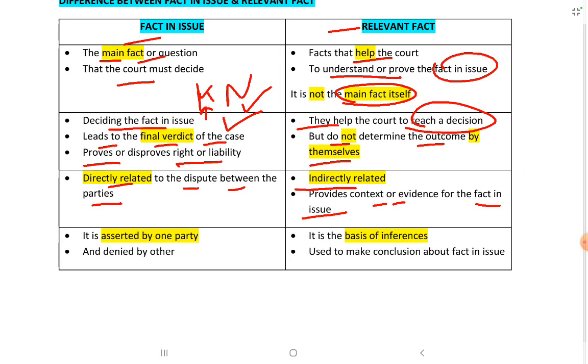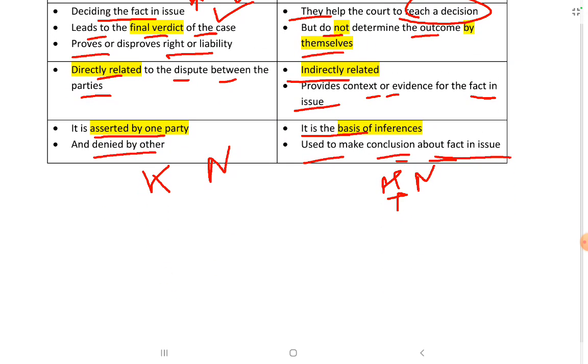Next point, fact in issue is asserted by one party and denied by the other. The party of Neelu asserts that Kalu has killed him and the party of Kalu denies this. Relevant fact is the basis of inferences used to make a conclusion about the fact in issue. Suppose the conclusion is that Kalu has killed Neelu. It is true. So the basis of the inference is how we can reach this conclusion. Relevant facts are the facts which are the basis of this inference. On the basis of relevant facts, the court can reach a conclusion that yes, Kalu has killed Neelu.